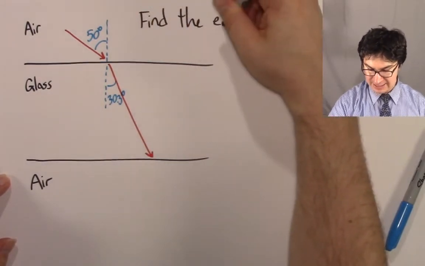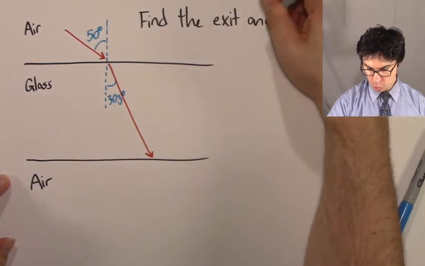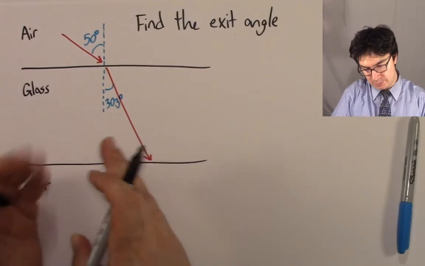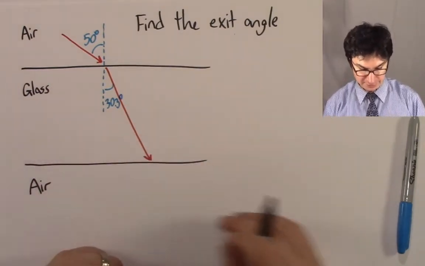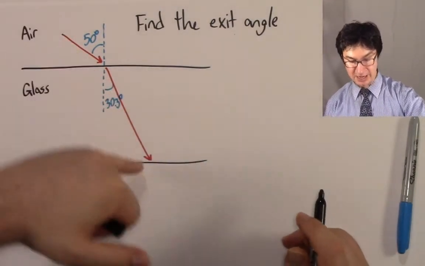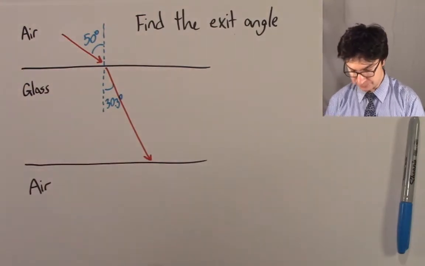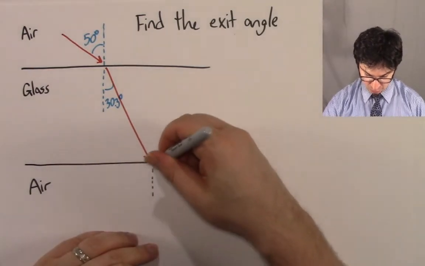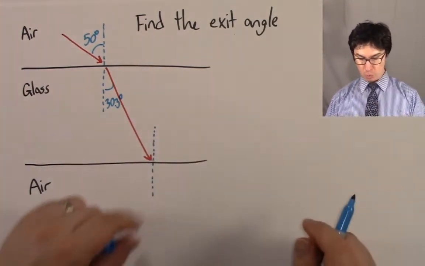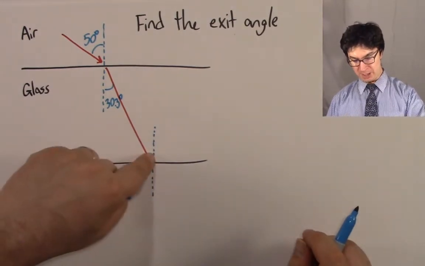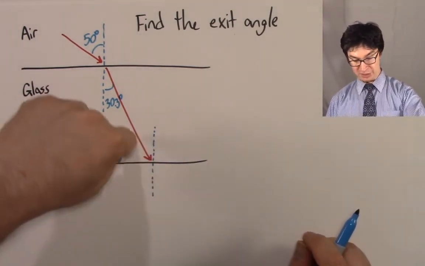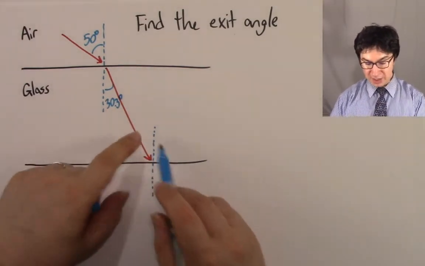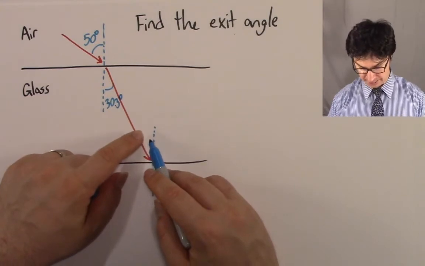the exit angle. When the question says find the exit angle, they mean find the angle that the light ray leaves the material. So the light ray goes into the glass, but now it's going to leave the glass. And the question is, what is the light ray going to do? Well, let's start by drawing our normal. Now, we need to predict what the light's going to do. Is it going to bend toward the normal? Is it going to bend away from the normal? Is it going to continue straight? Let's investigate. Now, the first question we have to ask is, what is this angle over here going to be?